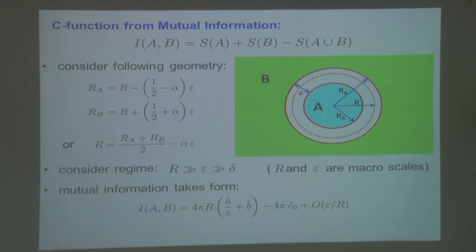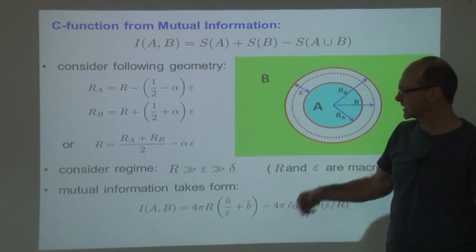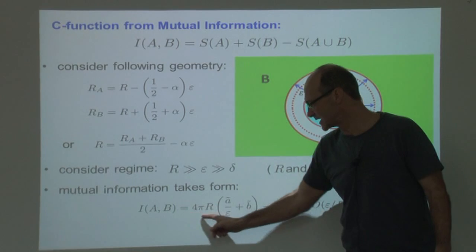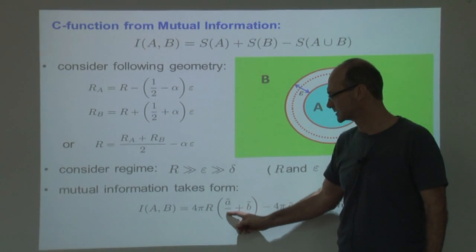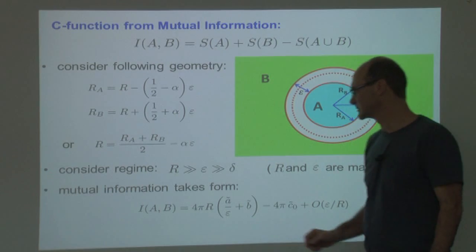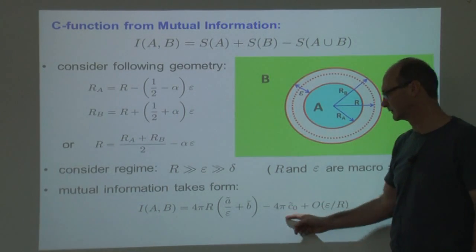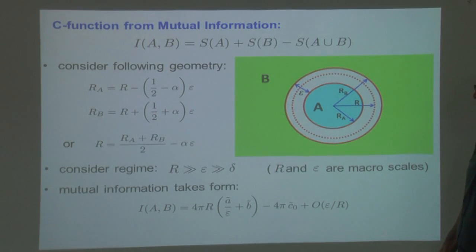If I evaluate the mutual information for this configuration, I'm going to get something that looks like this. Here is stuff that looks like what we had before: here's 2 times the circumference. Before we had stuff over the UV cutoff; here, in some sense, epsilon replaces the UV cutoff. But in any event, here's some stuff times the circumference, and then here's the constant factor. I want to use this constant factor, C naught. It's interesting. That's the thing that we're going to examine, and claim at the end of the day, as our C function.